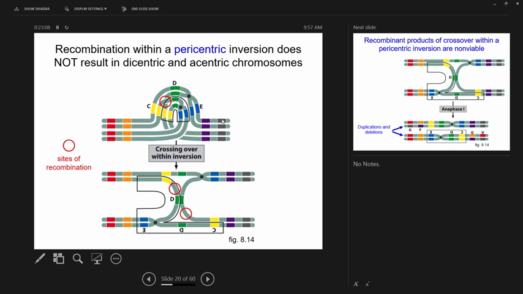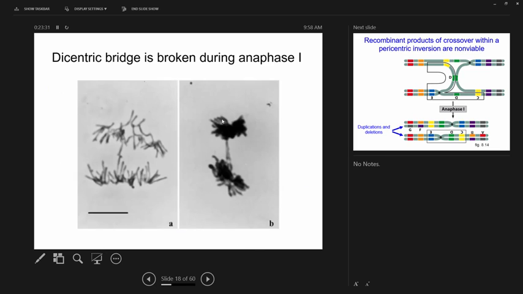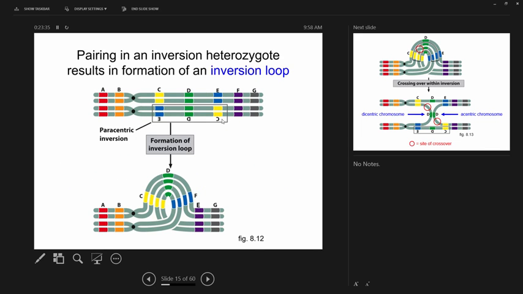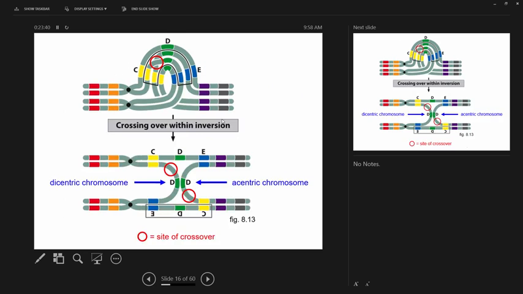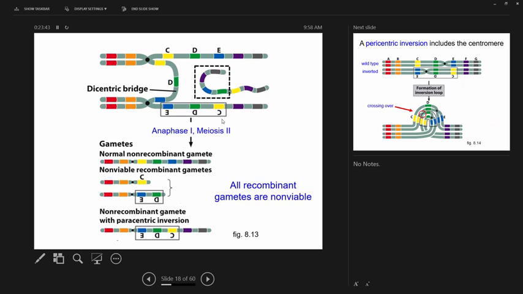I may not ask you to draw this exact structure, but what's important to know here is that neither of these is an acentric chromosome. So there's no dicentric chromosome and there's no acentric chromosome, so that when these pull apart, you get no breakage like you do here, breakage of the dicentric bridge.